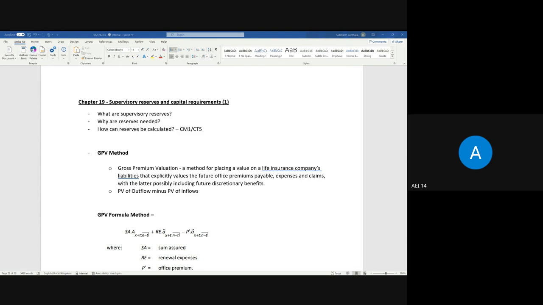Next, say your best estimate liabilities, where you are not spiking up the assumptions, told you to hold 100 rupees worth of money aside right now, but your supervisory reserves told you to hold 120 rupees because your outflows have increased, inflows have fallen down, right? So far so good.